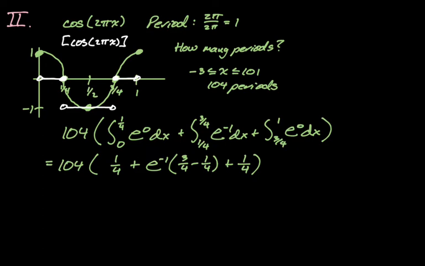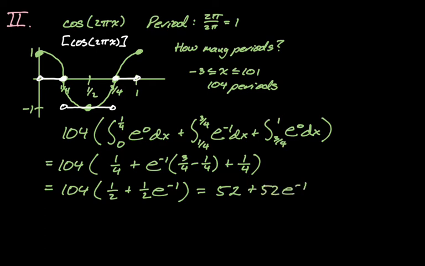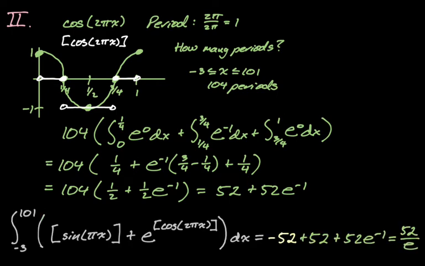All right, and we can clean this up, obviously, I guess. I don't know if it's obvious, but I think it is. We get 1/2 plus 1/2 e to the negative first. And then we're basically done, but we have to take this answer that we just got and add it to our previous answer, so that overall our final thing, negative 3 to 101, of the greatest integer of sine of pi x plus e to the greatest integer of cosine of 2 pi x, it's going to be negative 52 from the first part of the integral, plus 52 e to the negative first, so final answer, 52 over e.